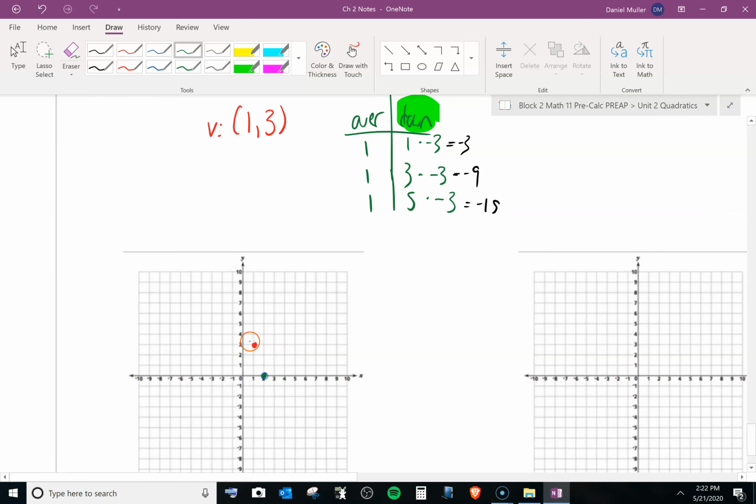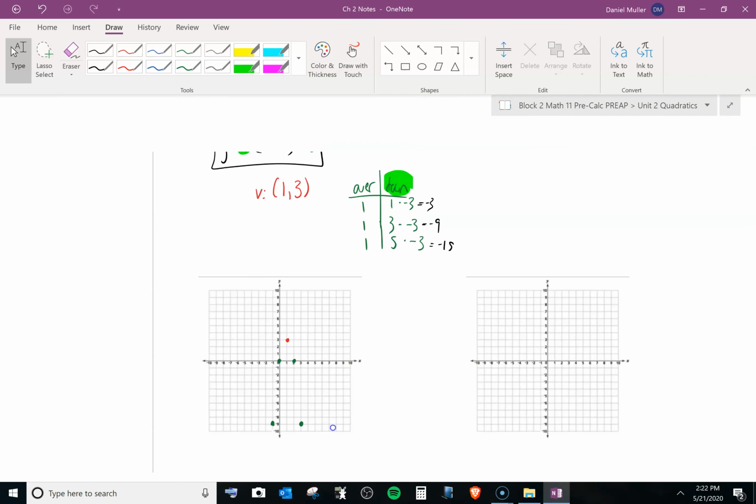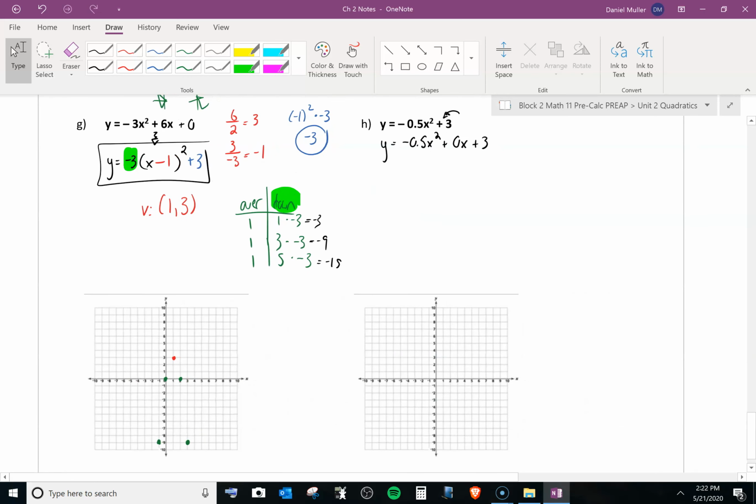I was doing this in green. On the other side, over 1, down 3. And then over 1, down 9. All the way down to here. Over 1, down 9 to there. And I can't do 15. So that's it. I've created that question there. And I will zoom out so you can take a look at it. And I want to try H right away.